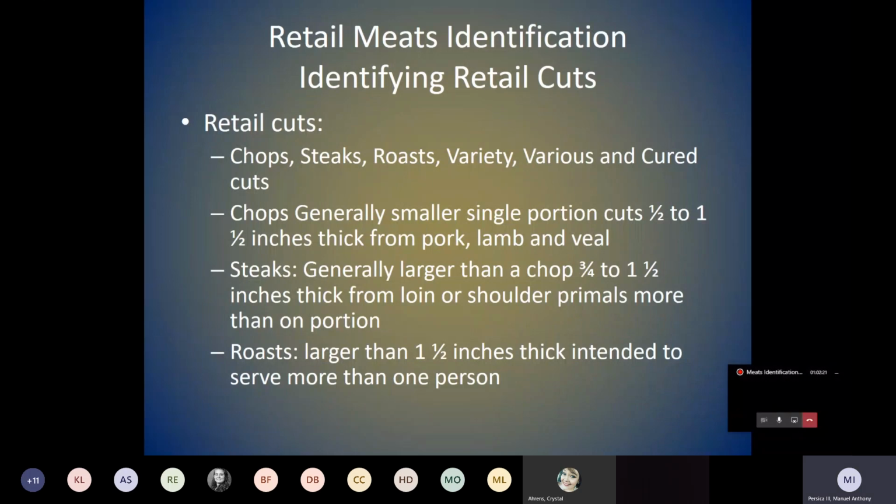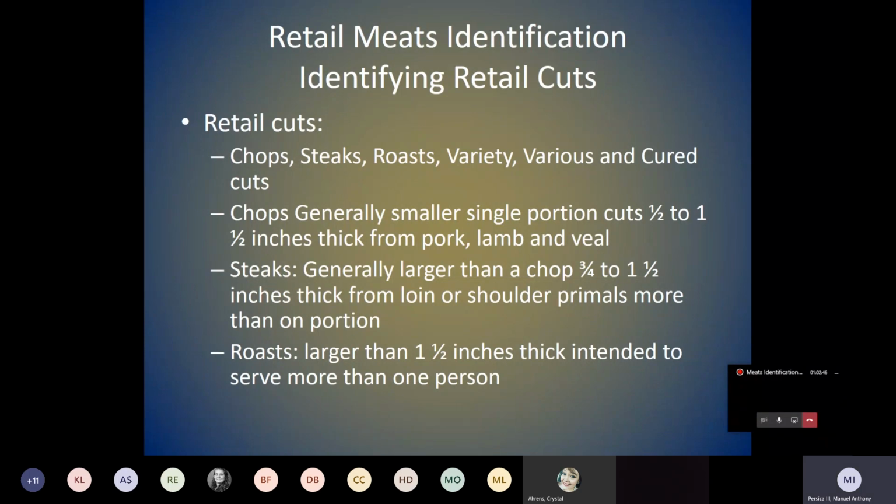Retail cuts, your options are going to be chops, steaks, roasts. I'll concentrate on those. Obviously, you have variety meats, various and cured cuts. Those all have pretty self-identifying type scenarios. The variety meats, the organ meats, are going to be different per species to a certain amount.